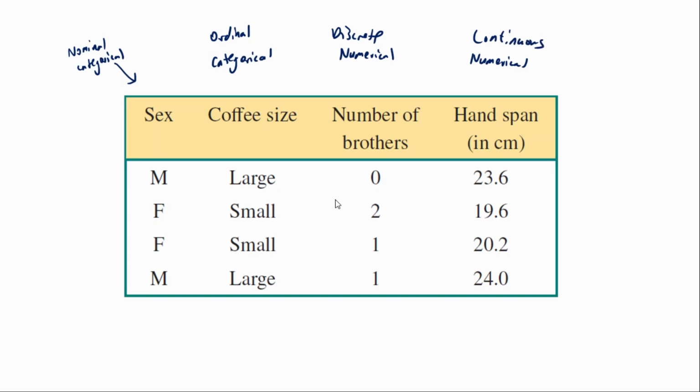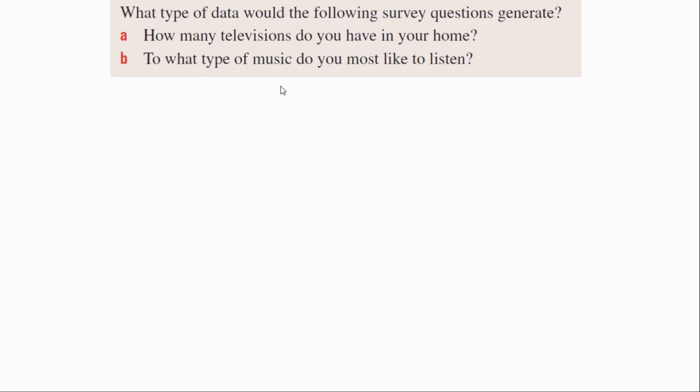Alright, let's have a go at some more questions here. It says, what type of data will the following survey questions generate? How many televisions do you have in your home? So for the first one, how many televisions do you have? We know that's going to be numerical to start off. Our answer is going to be a number. And you don't measure how many televisions you have, you count them. So in this case, it will be discrete. And now let's try question B.